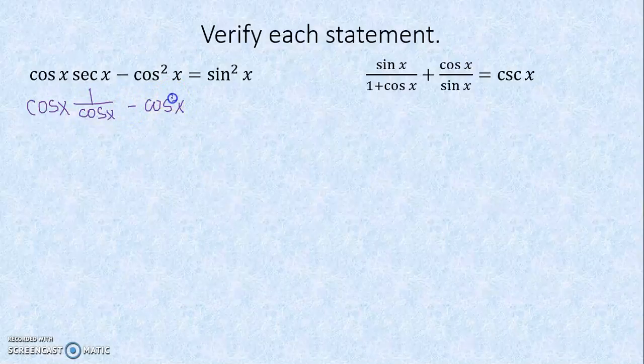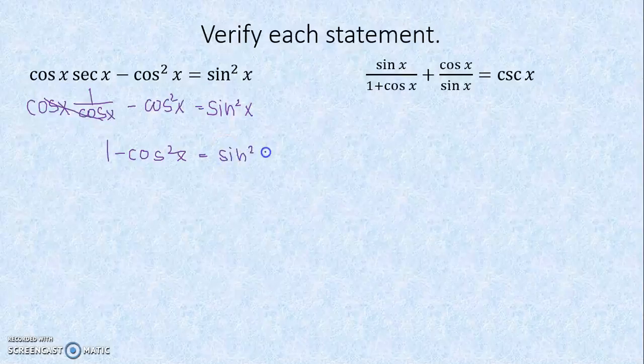Now this right side, I am not doing anything to. I'm bringing it down all the way. I can't just stop writing it and ignore it. I do have to carry it down all the way, so I should have that equal sign and the sine squared coming all the way down. Cosine times 1 over cosine. My cosines will actually cancel. So I have 1 minus cosine squared x equals sine squared x.